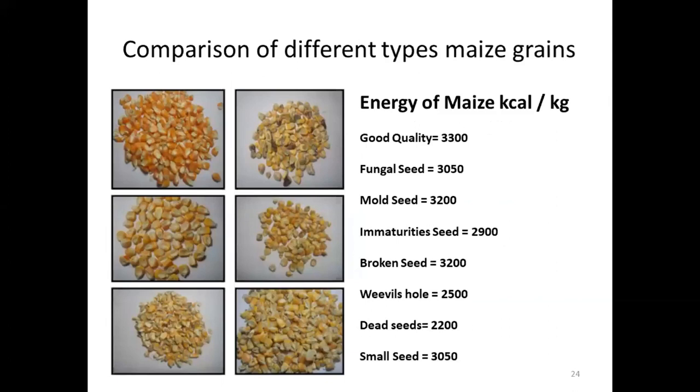So looking over the different types of maize grains, good quality will have above 3330 or 3340 kilocalorie per kg. In fungal seeds, the energy will not change so drastically. In mold seeds also similarly, but in immature seeds, there will be a change in the energy. In broken seed and weevil hole seed, there will be a severe drop of energy. In dead seeds also, there will be a decrease in energy content. So looking over the different visual quality of the grains, we can estimate the energy content of the maize.